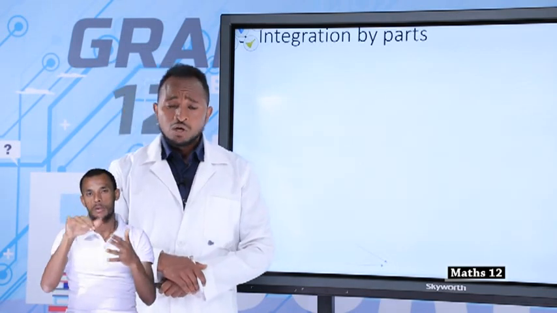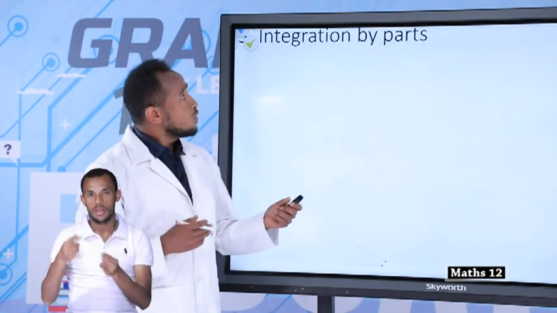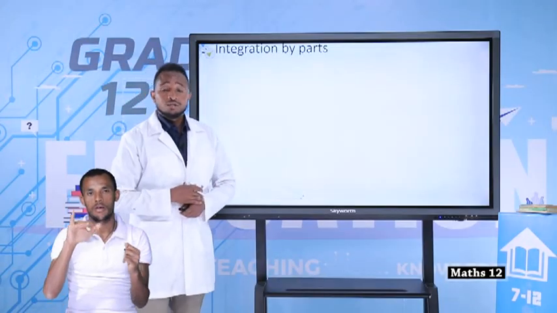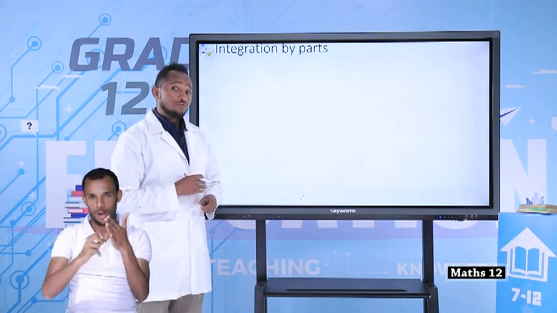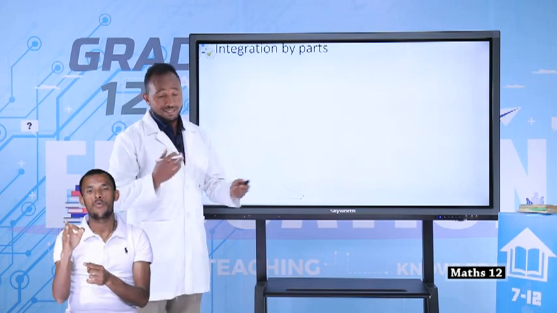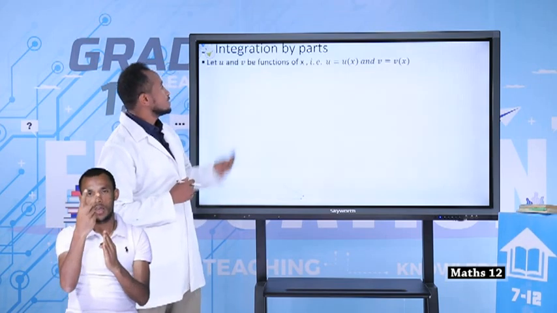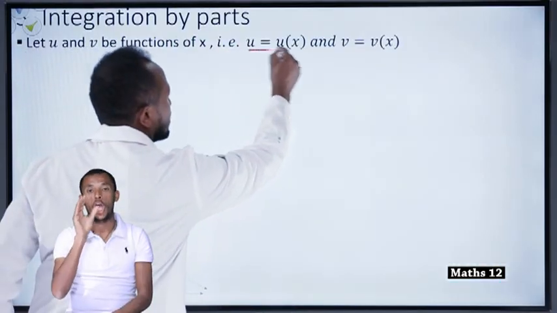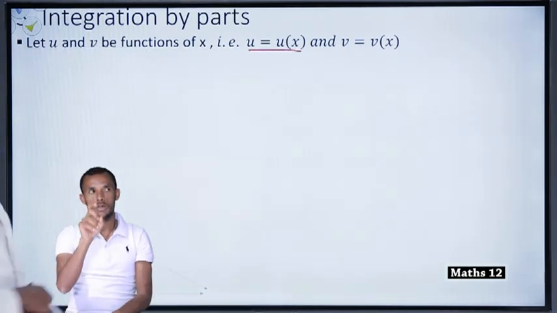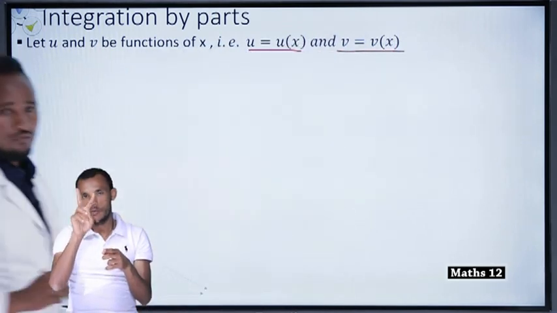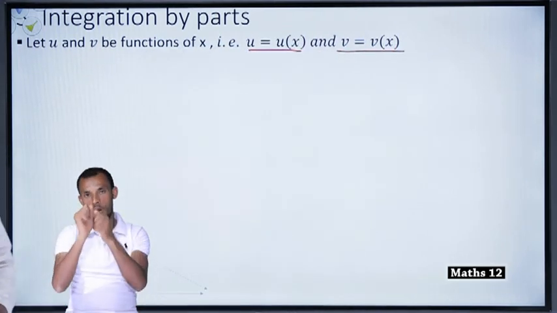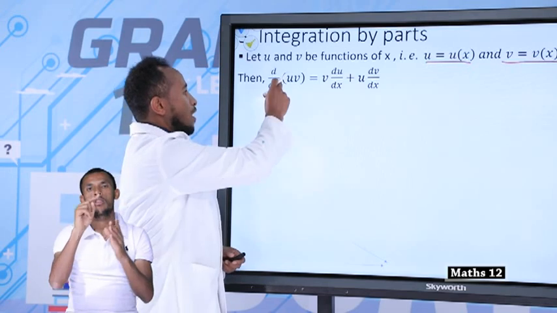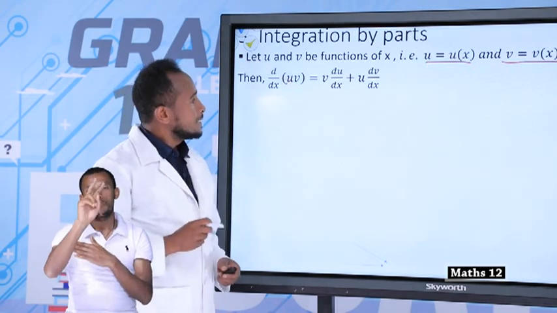Integration by parts. By the way, the formula of this integration by parts was derived by using the product rule of differentiation of two functions. So let's assume two functions here, u and v, where u is a function of x, u of x, and v is a function of the variable x, v of x.